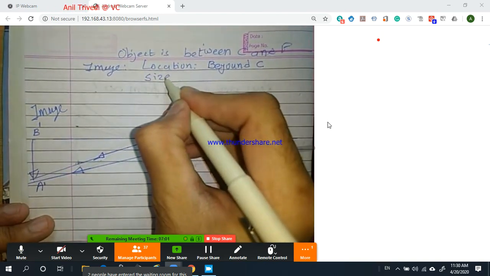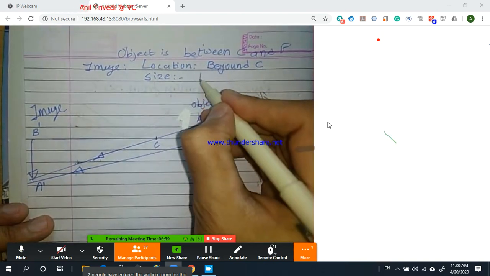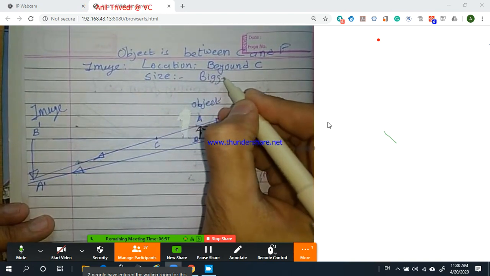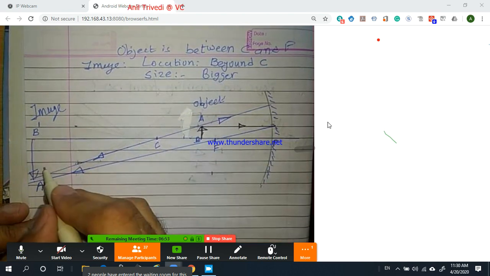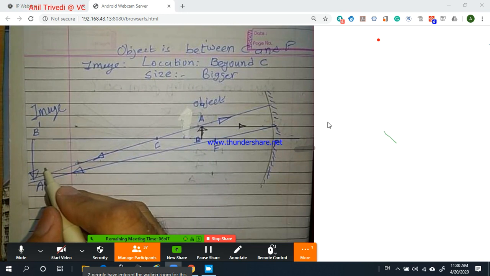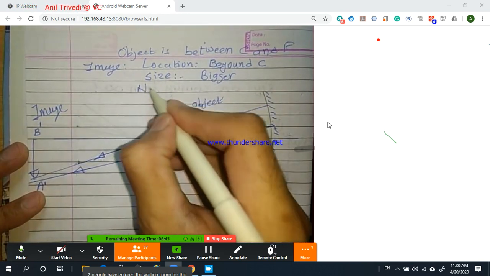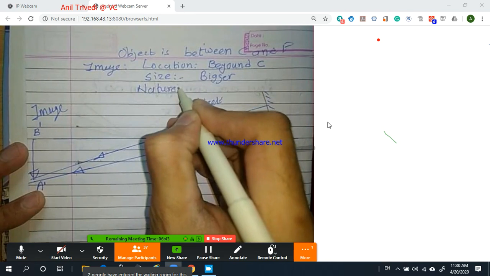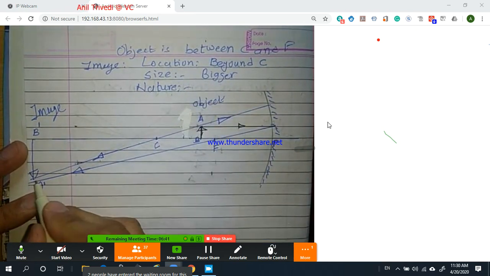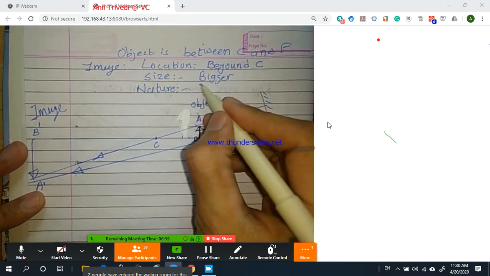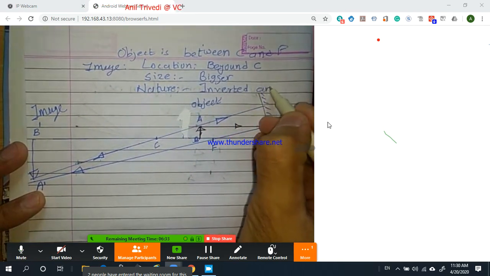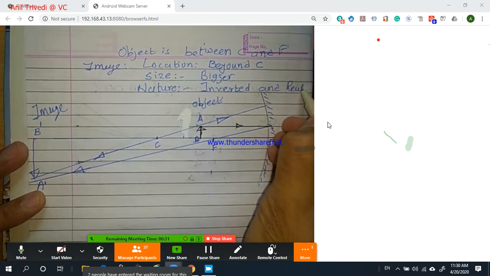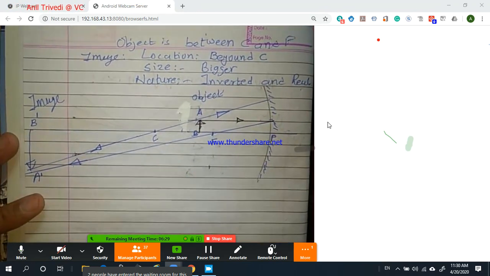Size. Is it bigger than the actual size? The object is small. The image is bigger. Okay. Nature. These both rays are really meeting, so it is inverted and real. Okay.